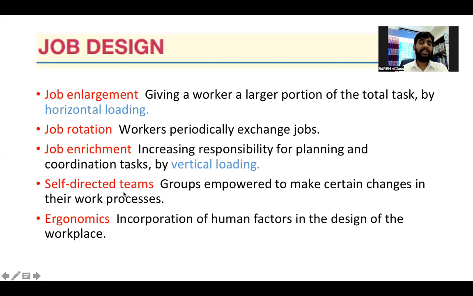Ergonomics is one of today's most important features of new job design. The operations manager must be concerned about job design: whether they will enlarge the job, whether they will rotate employees from one department to another, whether they will enrich the job or develop a self-directed team, or whether they will design the work system following human factors. Ergonomics is also known as human factor engineering. These are the issues of job design.